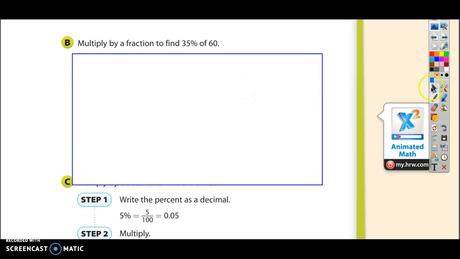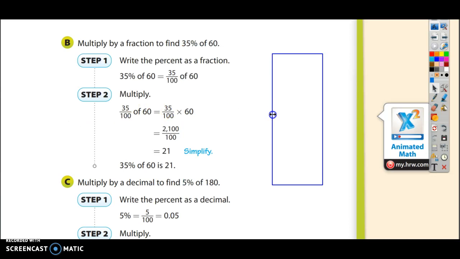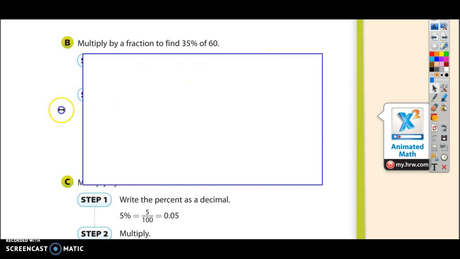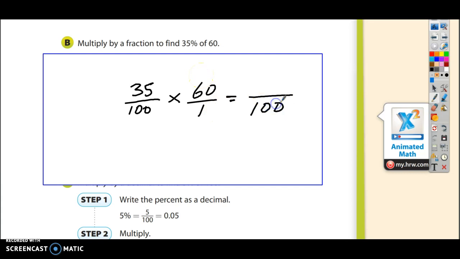So we're going to introduce to you a second method, and this method is to multiply by a fraction. Notice right off the bat, 35% of 60 would be 35 100ths of 60. So we're taking 35%, turning it into 35 100ths, and of means times, so multiply by 60. 60 would be the same as 60 over 1. So you would multiply your fractions: your numerators, 35 times 60, and 100 times 1. So your denominator would be 100.